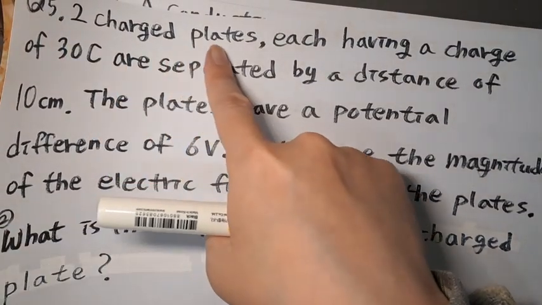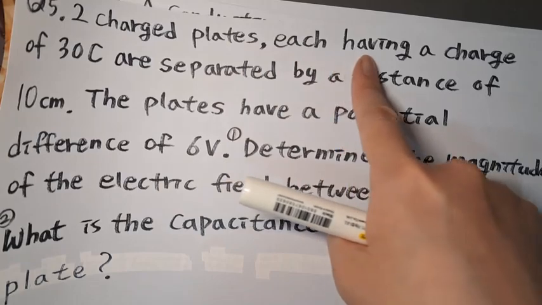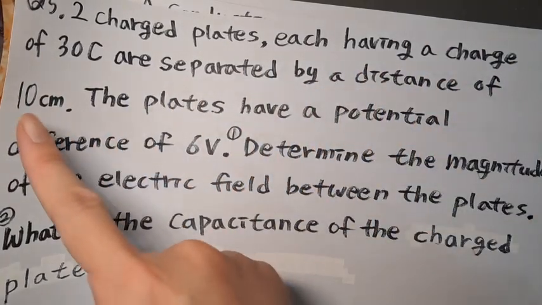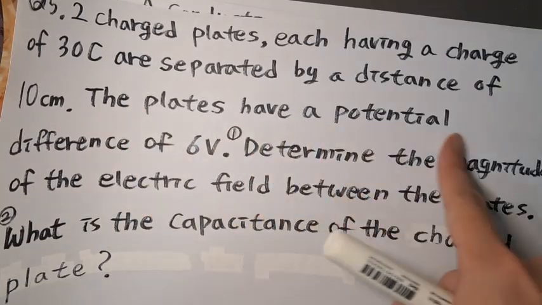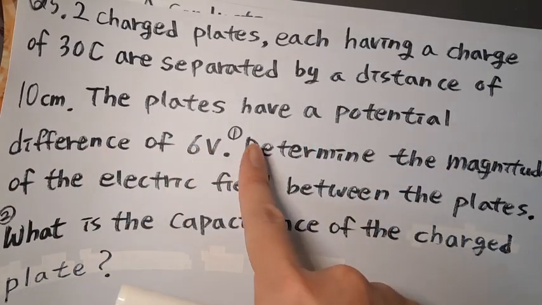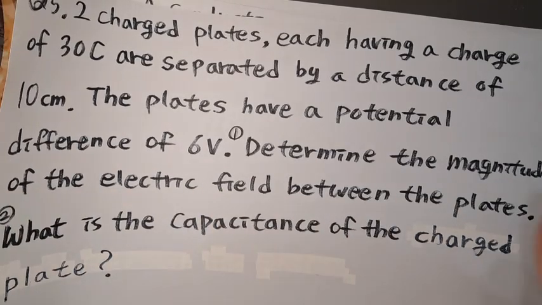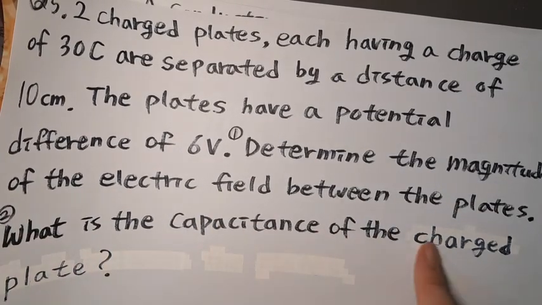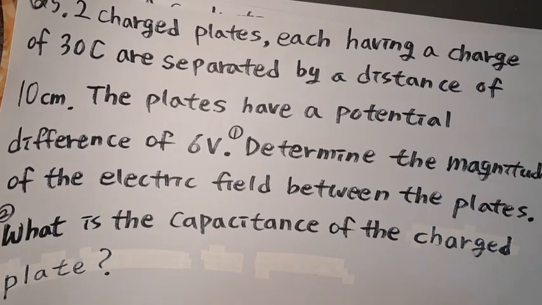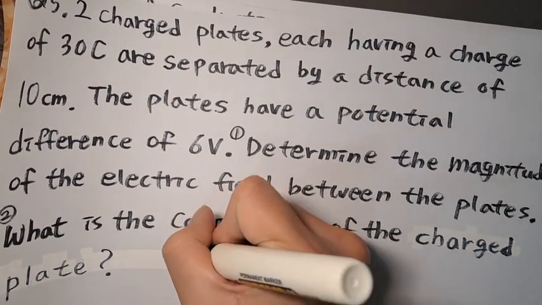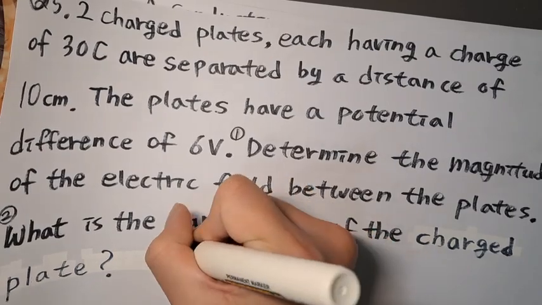Two charged plates, each having a charge of 30 coulomb, are separated by a distance of 10 centimeters. The plates have a potential difference of 6 volts. Determine the magnitude of the electric field between the plates. What's the capacitance of the charged plates? We are going to apply this equation.